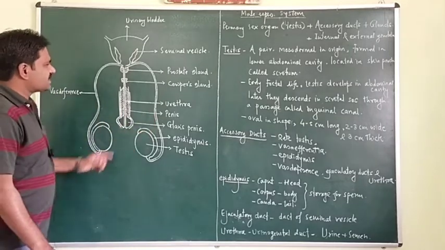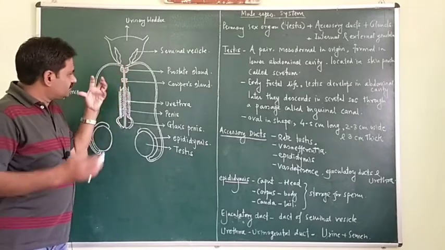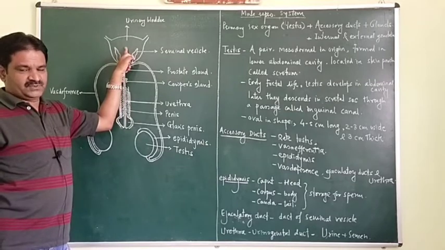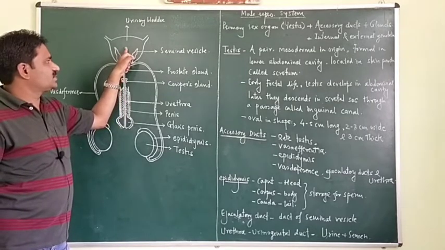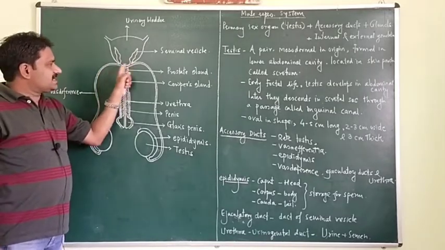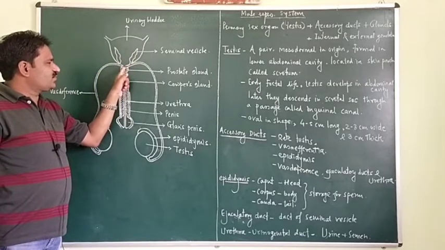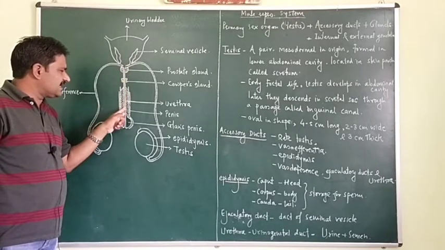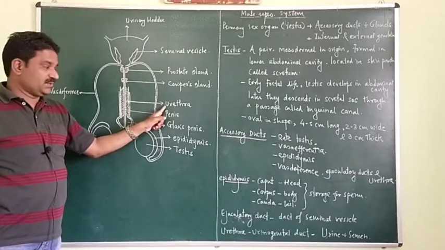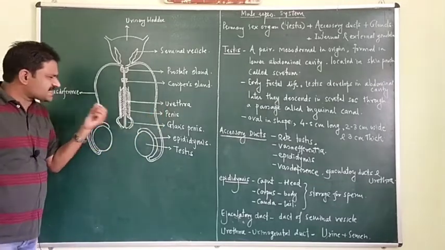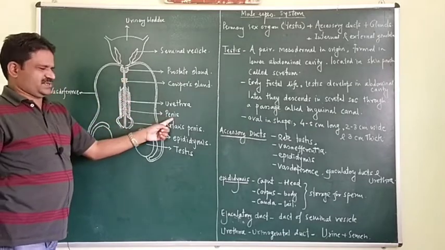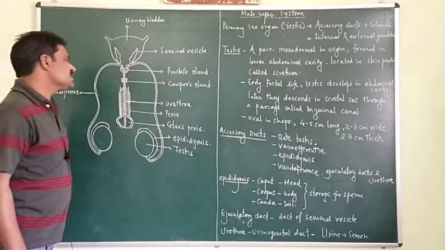Now these vas deferens are combining at the base of the urinary bladder. This is the urinary bladder, it stores the urine. Now see, both the vas deferens combine to form a single duct. That single duct is called urethra, and this urethra is embedded inside a muscular part. This muscular part is called penis.